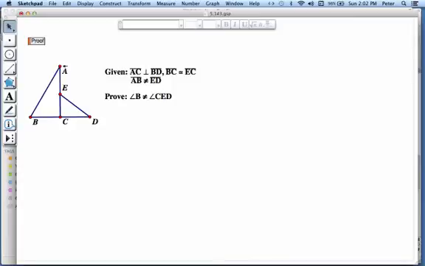And here we're told that segment AC is perpendicular to BD, and that segment BC is congruent to segment EC. We're also told that AB is not congruent to ED. So these segments here are not congruent. And we have to show that angle B is not congruent to angle CED. Well, I want you to, again, pay close attention to the different parts. There's 6 parts that I want you to have in each of your proofs by contradiction. So let's go through them.